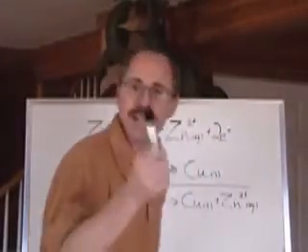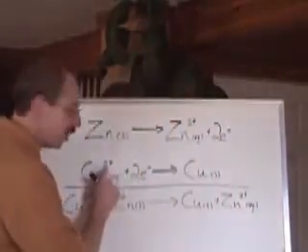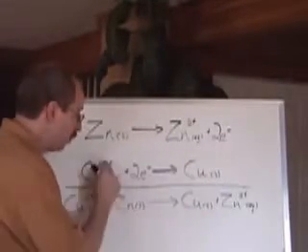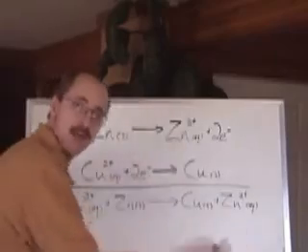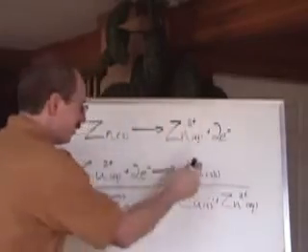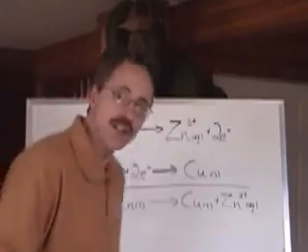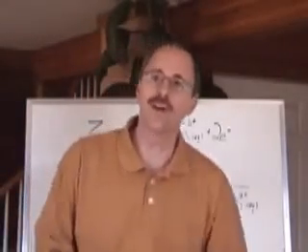But what it really means is this. See that charge of 2 positive there? It's turning into a charge of 0 for copper. 2 positive is going down. It's being reduced to 0, and therefore gaining electrons reduces a charge. So that's why it's called reduction.